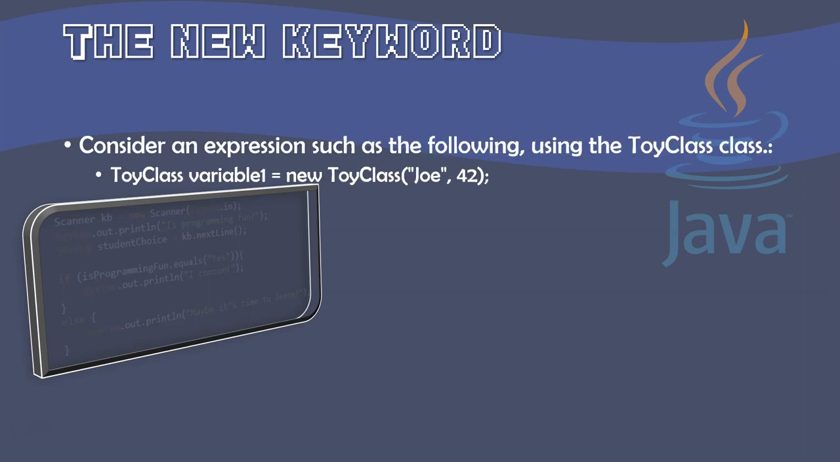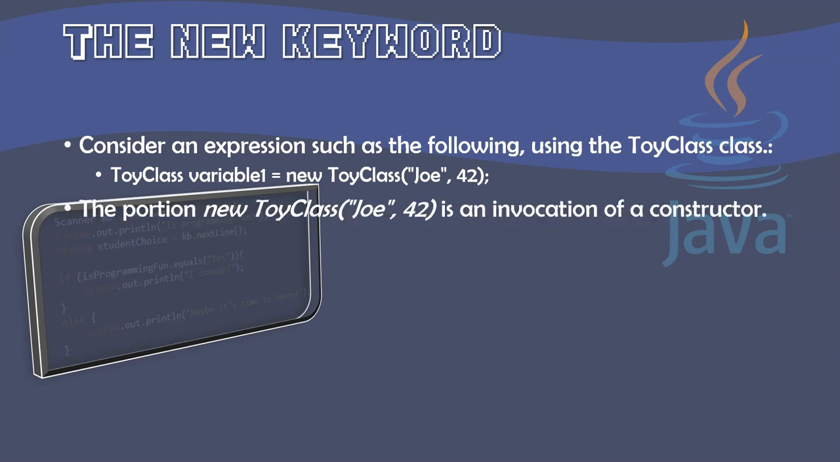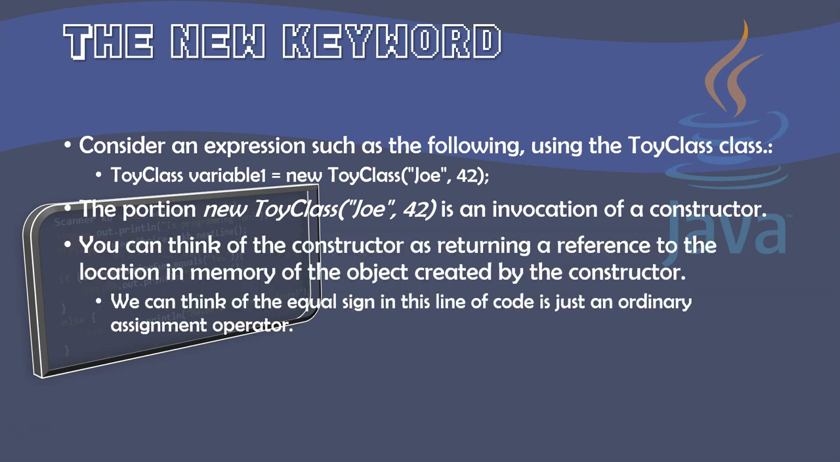Consider expressions such as the following, using the Toy class. If we say ToyClass variable1 = new ToyClass("Joe", 42), the portion new ToyClass("Joe", 42) is an invocation of a constructor, that constructor of course belonging to the Toy class. We can think of the constructor as returning a reference to a location in memory of the object that's now been created by this constructor.